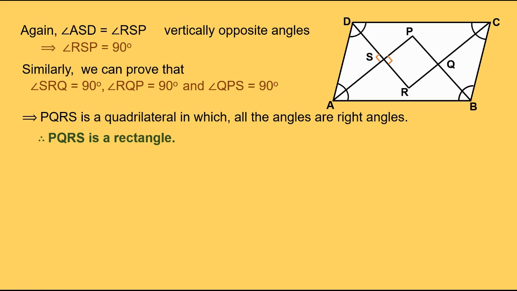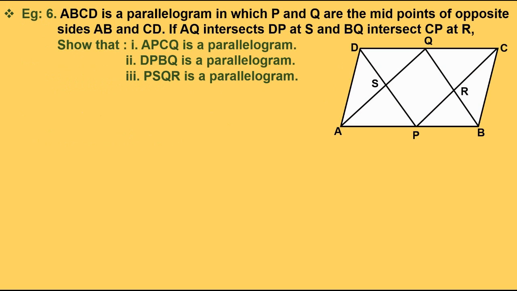Moving on to the last example problem. Example 6. ABCD is a parallelogram in which P and Q are the midpoints of opposite sides AB and CD. If AQ intersects DP at S and BQ intersects CP at R, show that APCQ is a parallelogram, DPBQ is a parallelogram, and PSQR is a parallelogram.